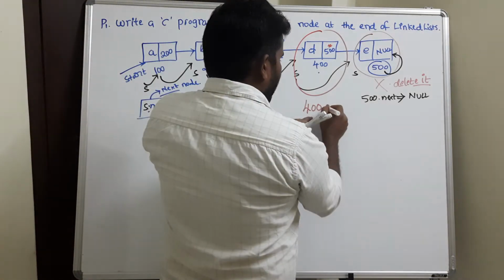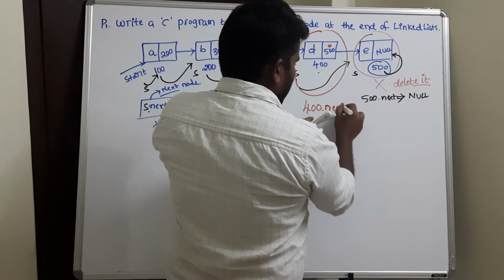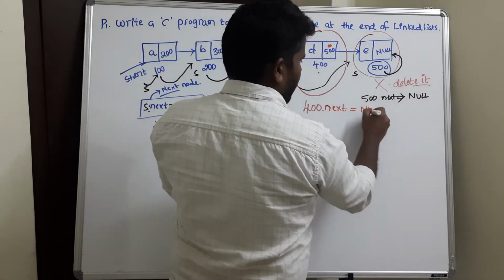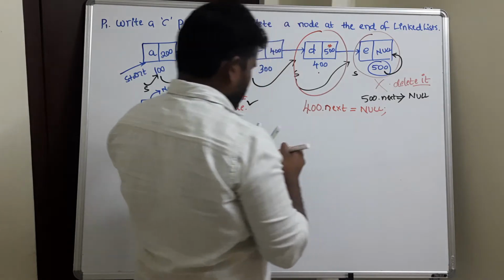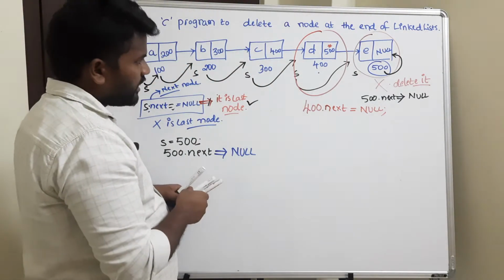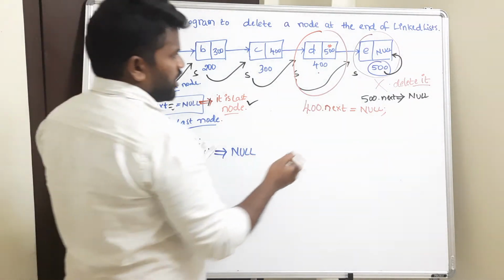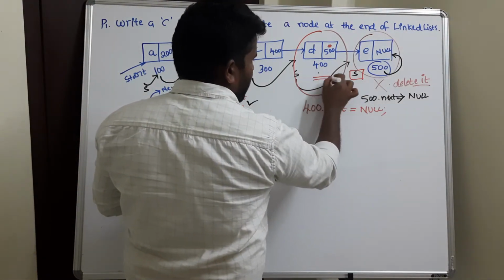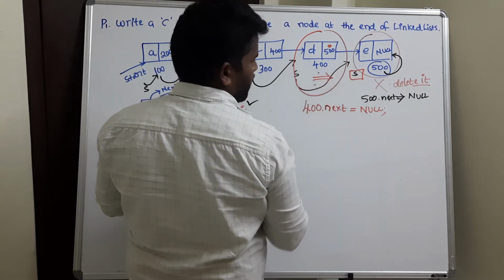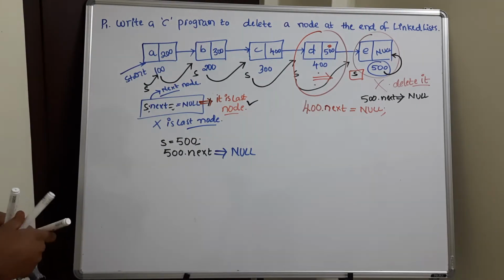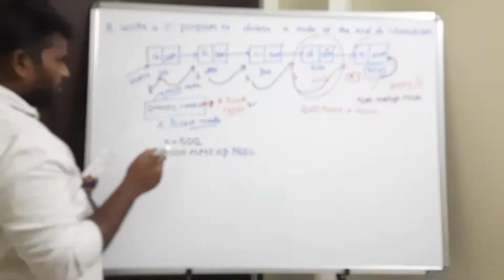Okay, 400 dot next, here we need to make it null. But there is an issue, right? Have you observed that? You crossed this particular node, but you need to remember this node. How can you remember that? We'll use one more pointer.